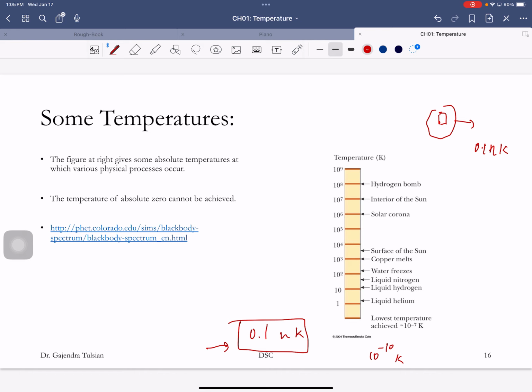Well, how do you cool something? You remove energy. Get a freezer. All right.